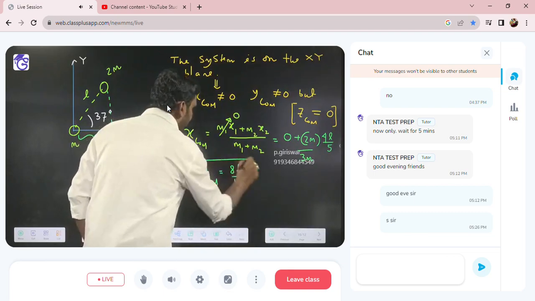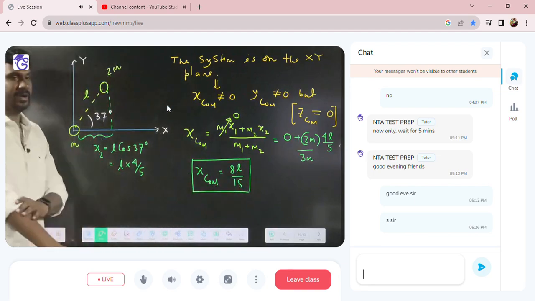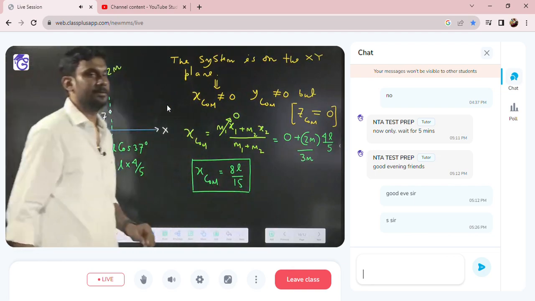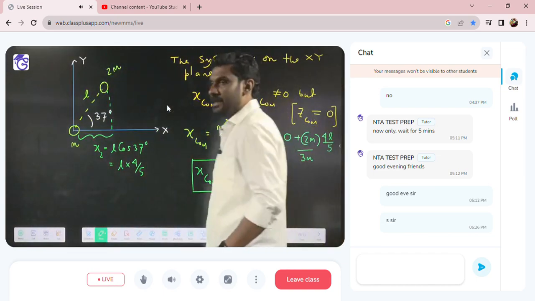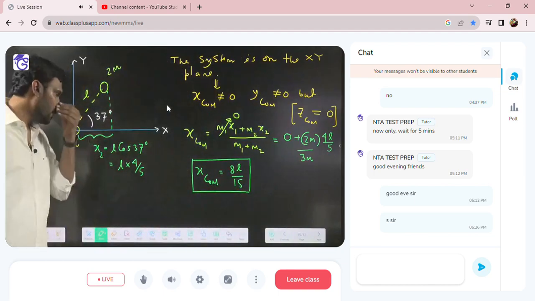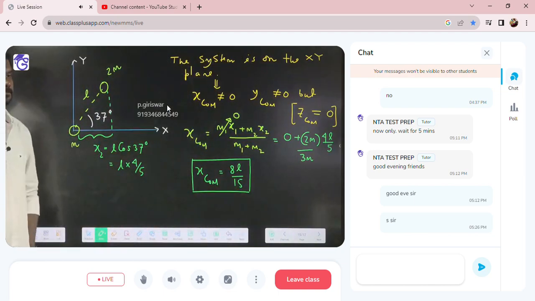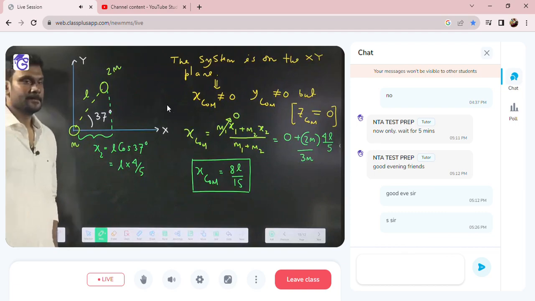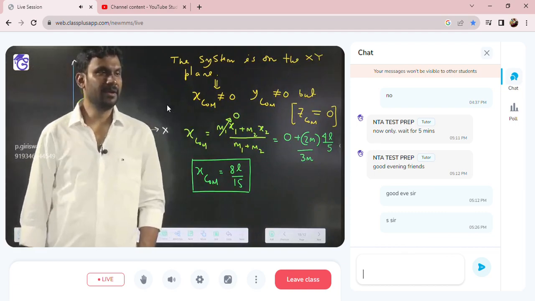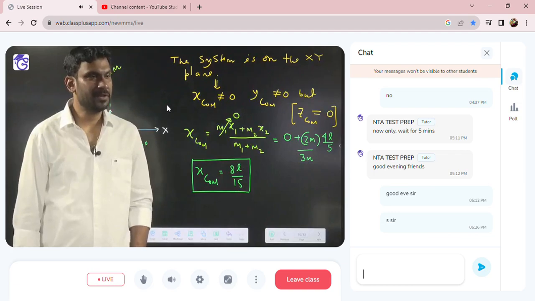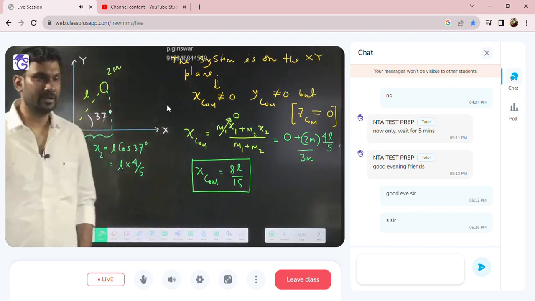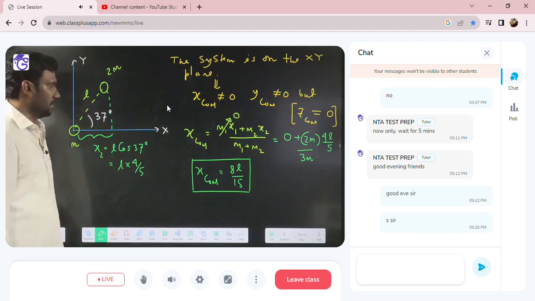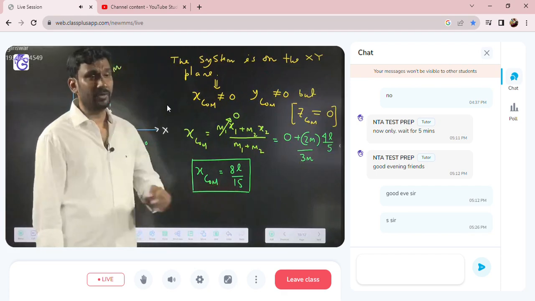All my dear friends, please confirm. Are you getting X center of mass 8L by 15? Please check and confirm. Quick, I want quick answers from all of you. Okay, fine. Everyone confirm? Good. So now, similarly, we can figure out y center of mass.